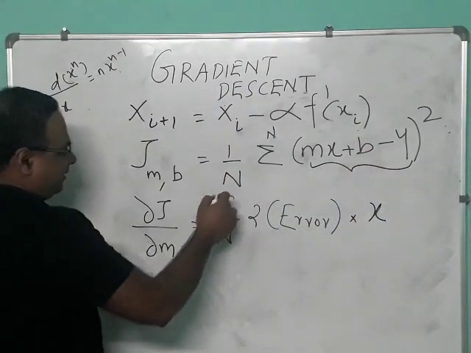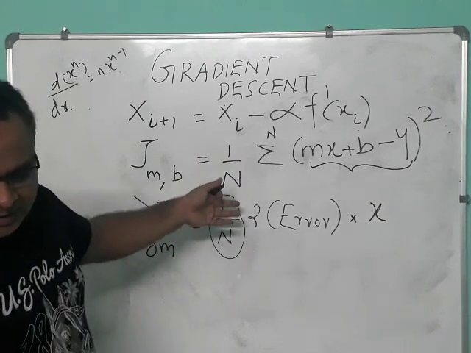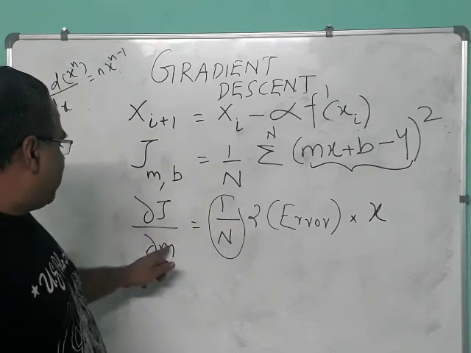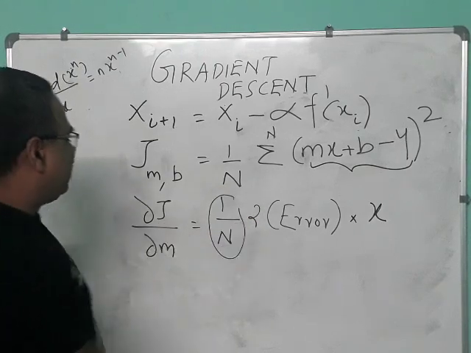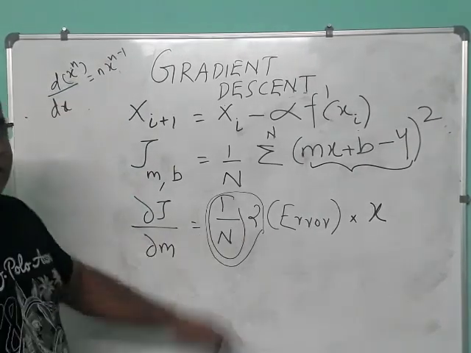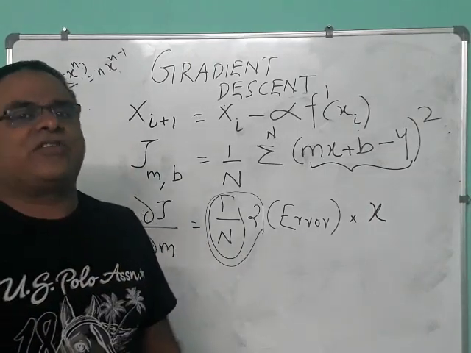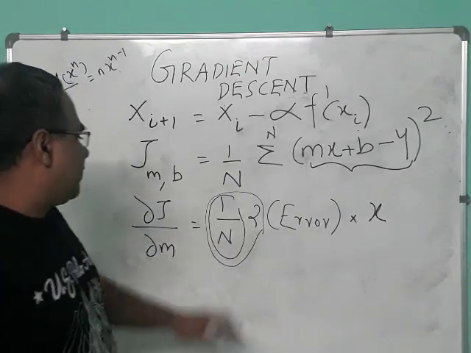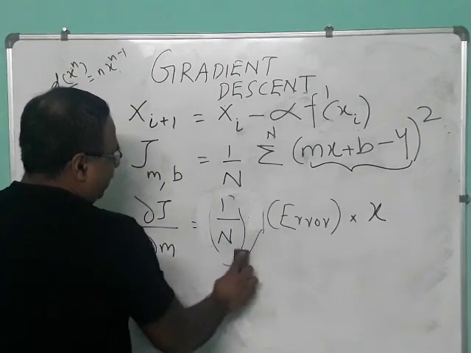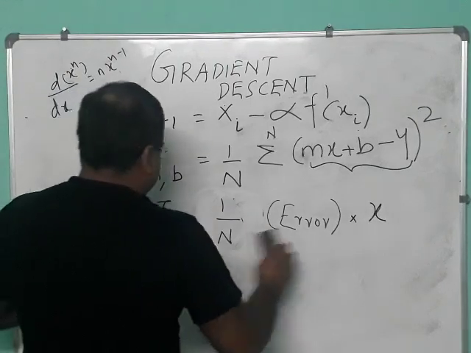Here I am neglecting this 1 by n, even the 2 as well. You can neglect it, because these terms you can incorporate with the learning rate, which is another constant alpha. But for the time being, you learn it as 1 by n into 2 into error into x. This is what you got for dou J by dou m.